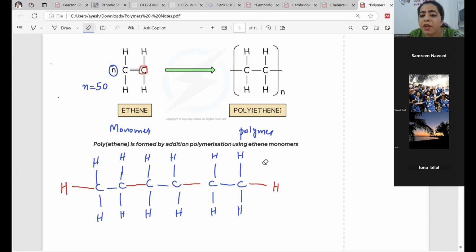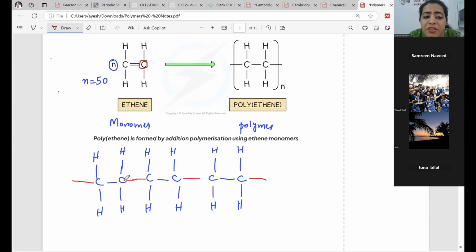Okay. So now, if we don't want to end it at three monomers, we may have, let's say, 50 of the monomers connecting together. On an exam paper or any paper, you cannot make a long chain of 50 monomers together to make a polymer. It will take a lot of time. So what you can do, you can just make it one time, okay?